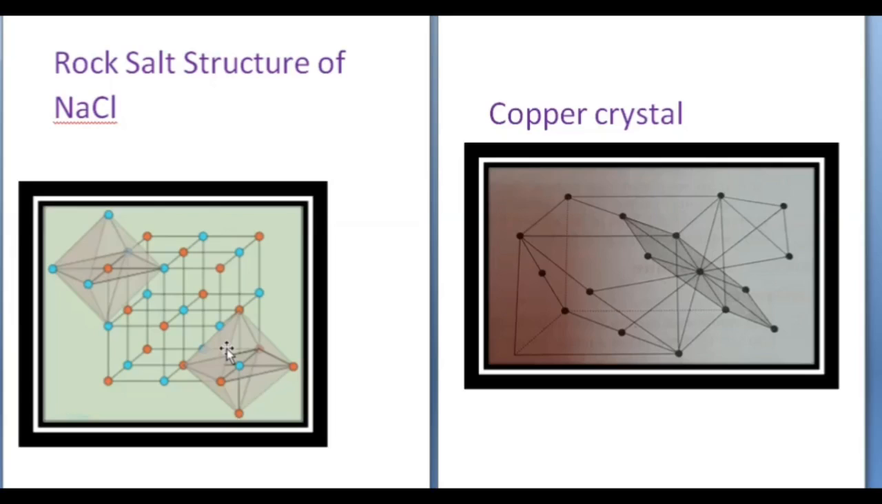These ions are held together by a strong electrostatic force of attraction. Sodium ions are arranged octahedrally around each chloride ion. In the solid state, these ions are not free to move, thus NaCl does not conduct electricity in the solid state. Now this was about NaCl.